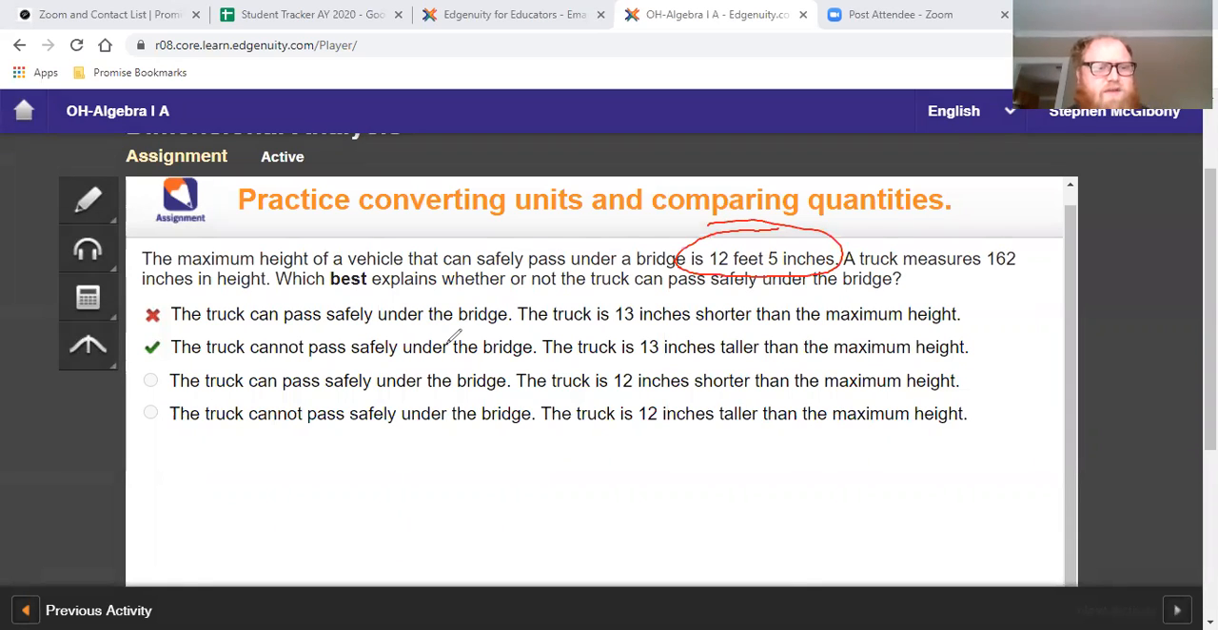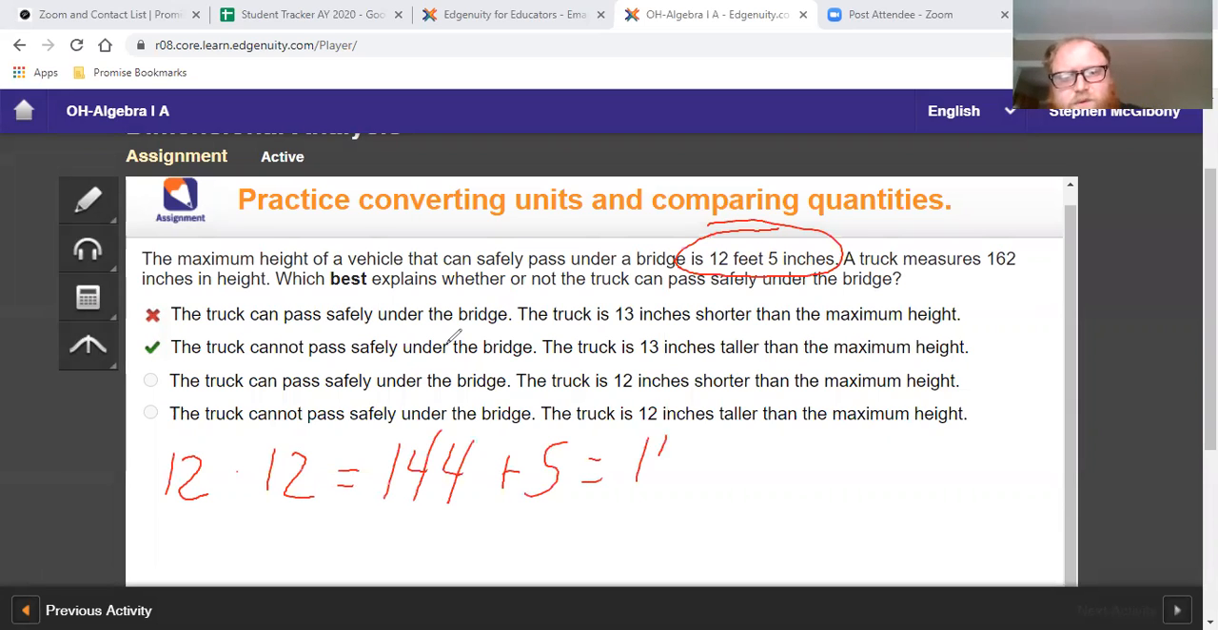So we should know that there are 12 inches in 1 foot. So first we want to do 12 times 12, which is 144. And there's an extra 5 inches, so we need to add 5 to that, which makes it 149. Now we're comparing 162 with 149.